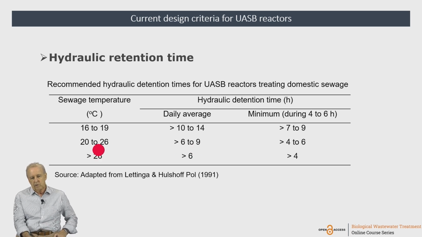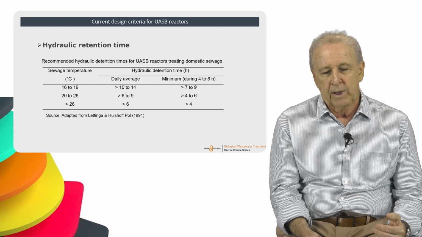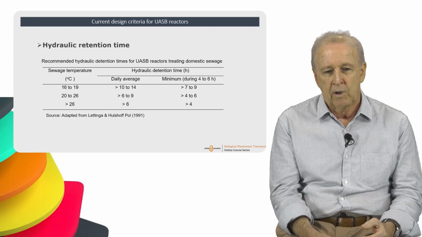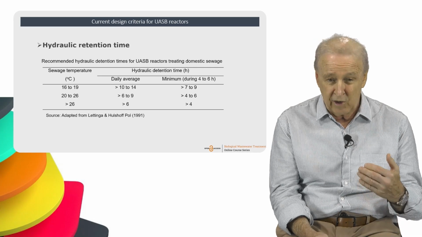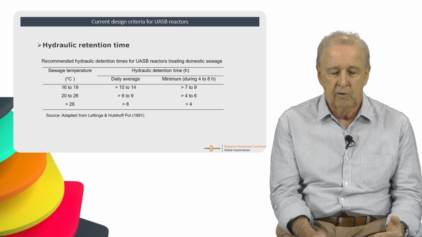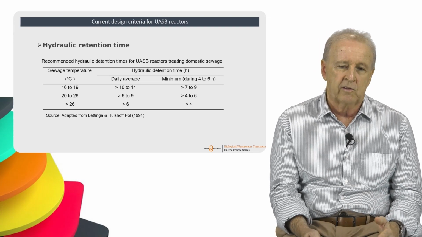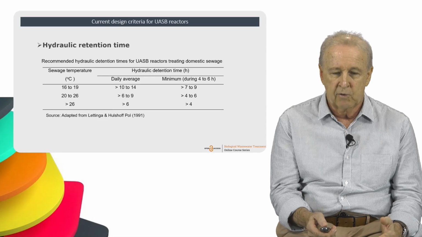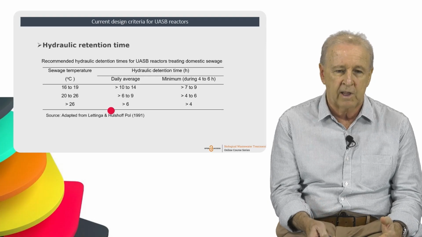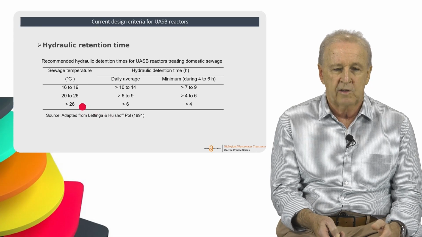And if the temperature is even higher, above 26 degrees, we should have even lower hydraulic retention times, but we do not recommend retention times lower than 6 hours, exactly because the volume of the reactor becomes so small that it has less operational flexibility, especially in terms of sludge storage in the reactor. So we do not recommend sizing the reactor with retention times lower than 6 hours, even if you have temperatures above 26 degrees.